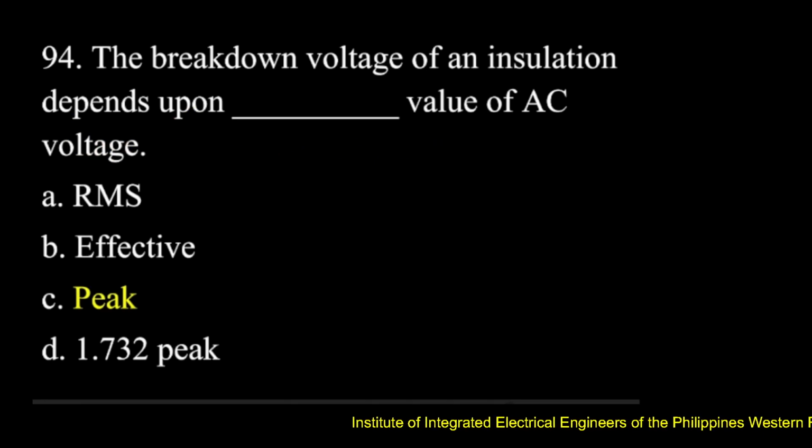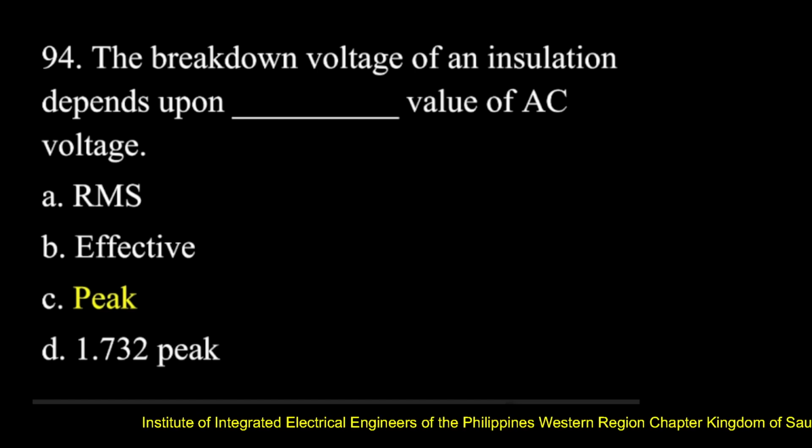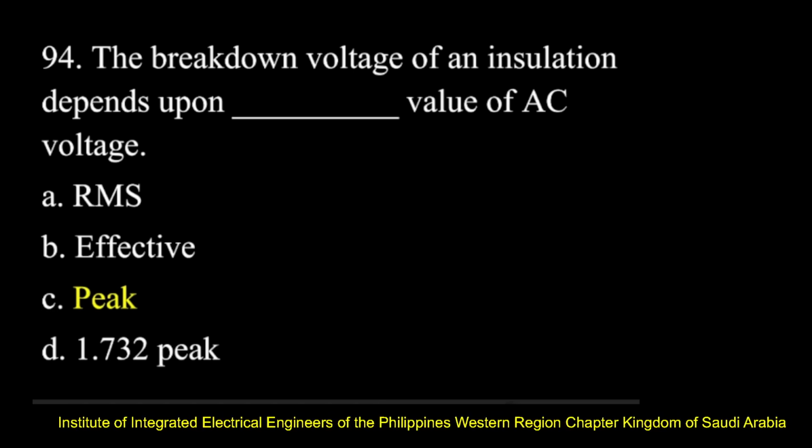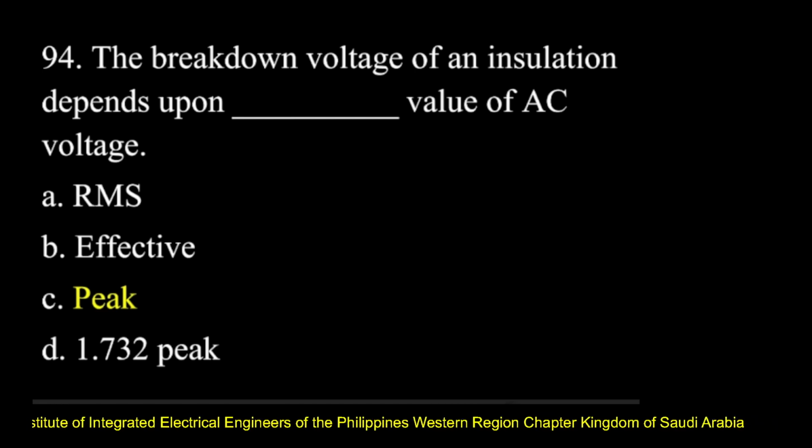The breakdown voltage of an insulation depends upon blank value of AC voltage. A. RMS. B. Effective. C. Peak. D. 1.732 peak.